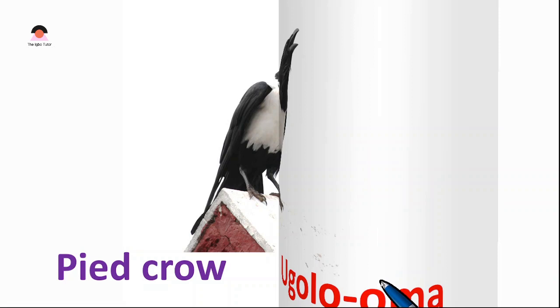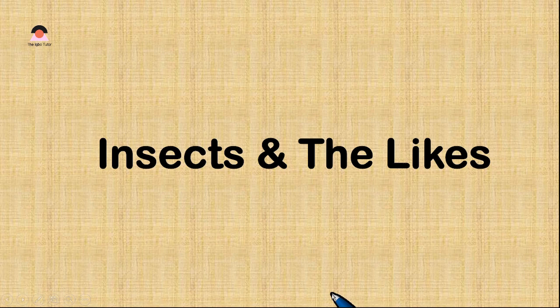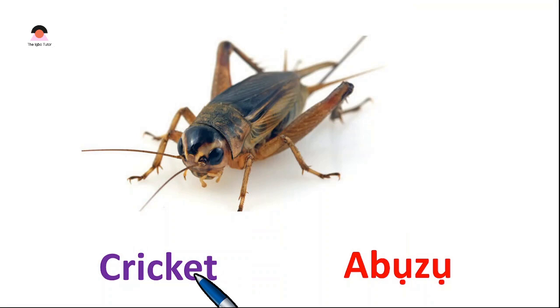Let's move to the next, which is bat. Bat is called osu in Igbo language. That is bat for you. Now let's consider insects and the like. First one is cricket. We call cricket abuzo. That is cricket. Next is grasshopper.